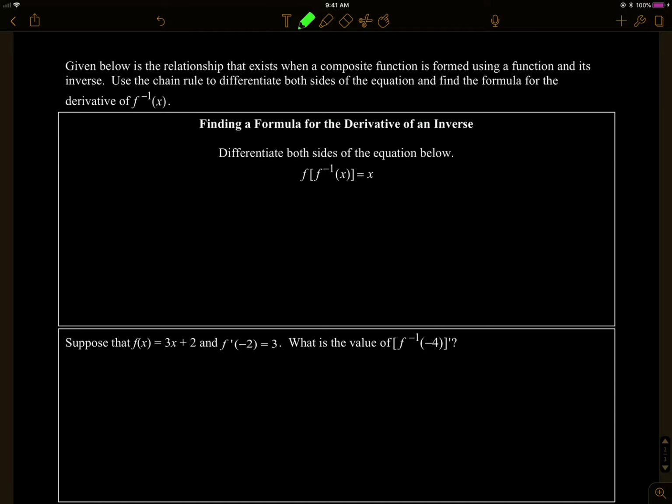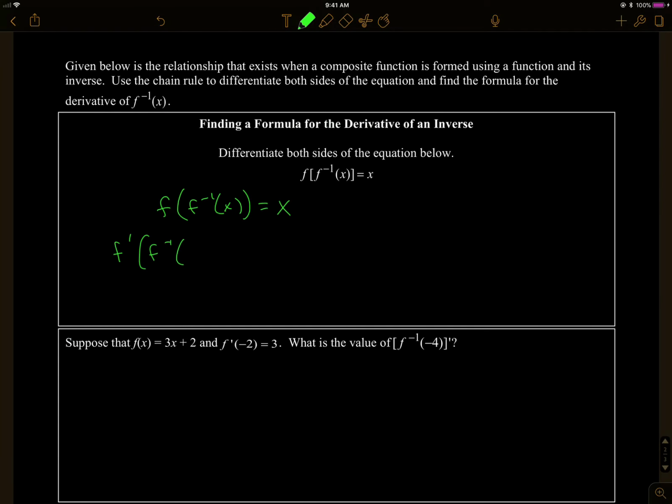Okay, so we want to find a formula now to take the derivative of an inverse. This formula can be a little confusing to remember, so let's learn how to derive it. If we go back to our definition of an inverse, and we're just going to look at it one way, if I have f of f inverse of x, I'm going to put f on the outside. That's important here. f of f inverse of x equals x, right? That's the idea that f undoes whatever f inverse did to x in the first place.